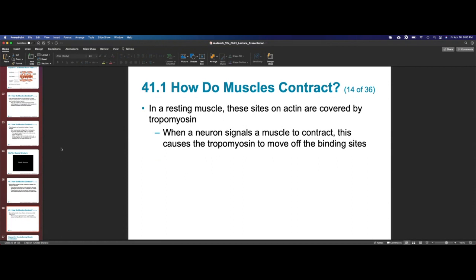So in a resting muscle, the active sites on actin are covered by the accessory protein tropomyosin. And so in response from your nervous system, an action potential is going to travel down and cause the tropomyosin to move off the binding sites.